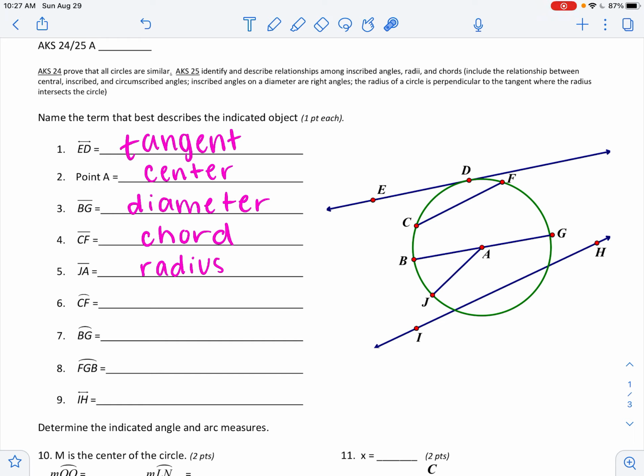Next one is an arc. Notice the arc symbol above the letters. So I want arc CF. Here is C, here is F, and the arc that we want is the shortest distance between them. So C to F is right here. That's the arc we're talking about. Notice that arc is less than half the circle. That's what we call a minor arc.